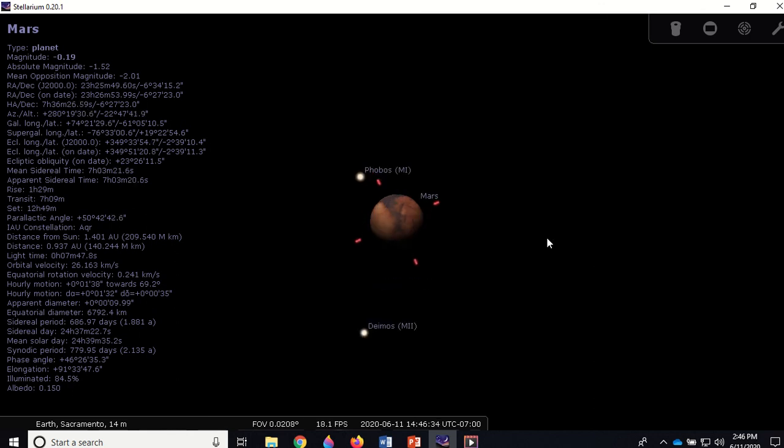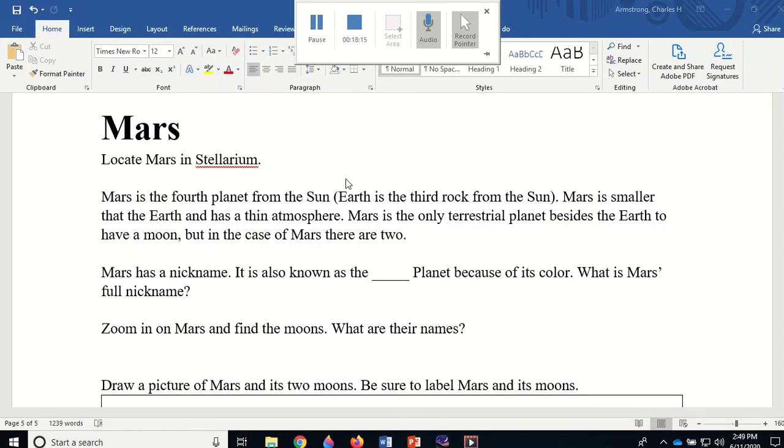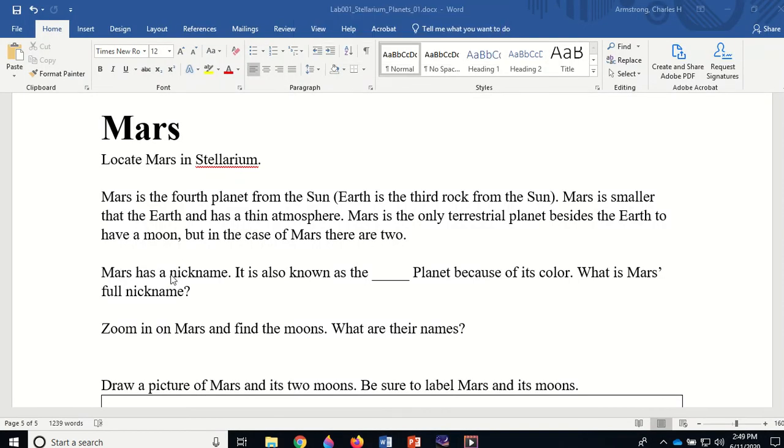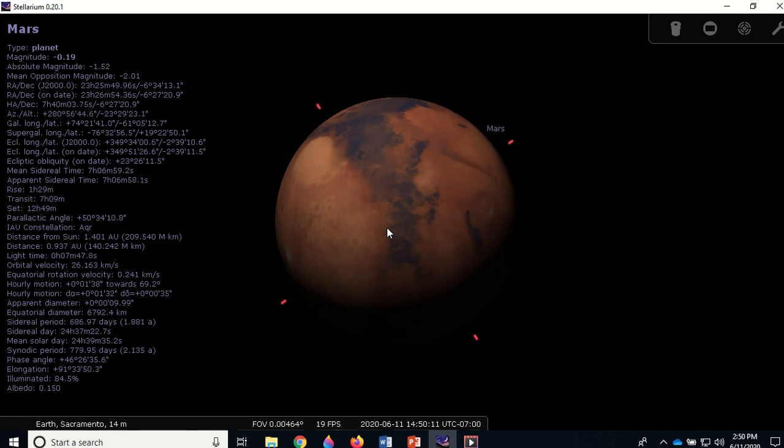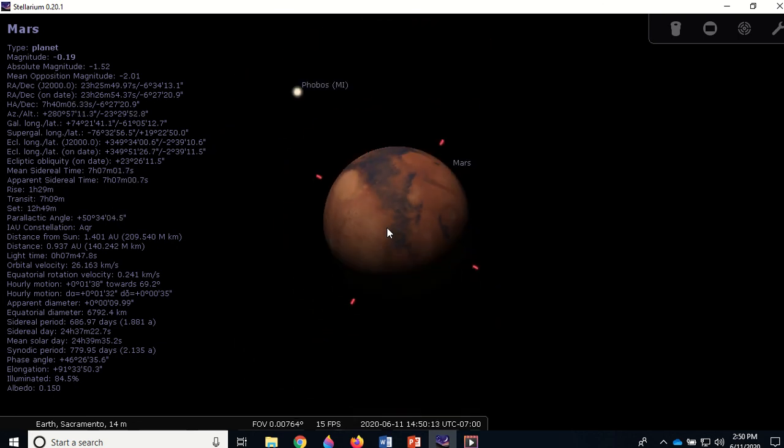And there's Mars. And I just thought of something. Oops. Hold on. Okay, what I did was I added this. I meant to do this sooner, but it wasn't until I saw Mars that I remembered I forgot. Mars has a nickname. It is also known as the blank planet because of its color. What is Mars's full nickname? The blank planet. So, I'm going to just write in what its number is just by, if you look at Mars, what would you get? Okay, green planet, blue planet. So that's basically the nickname question there.